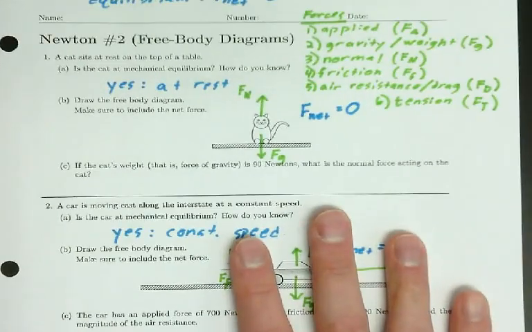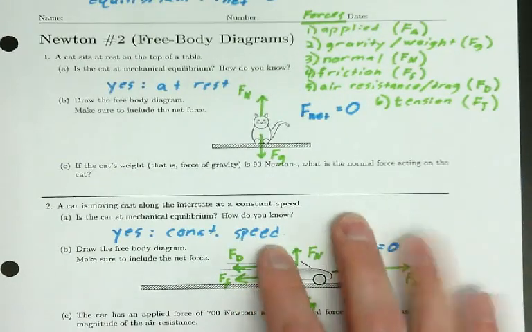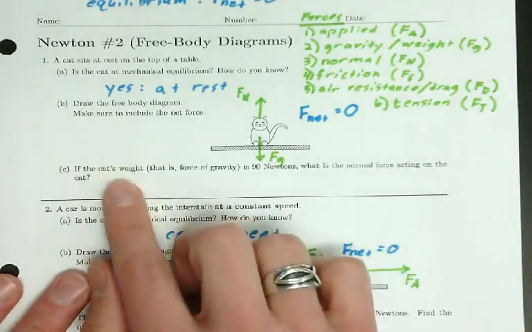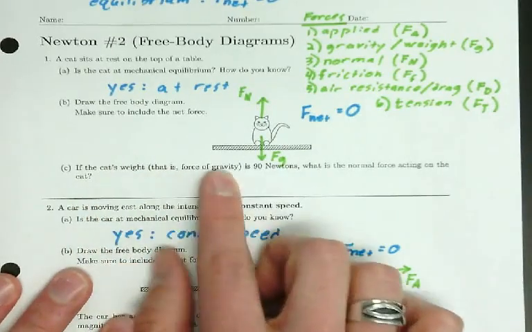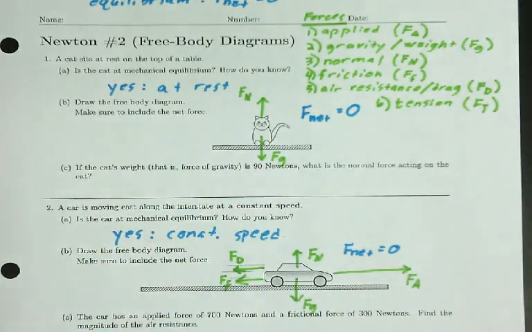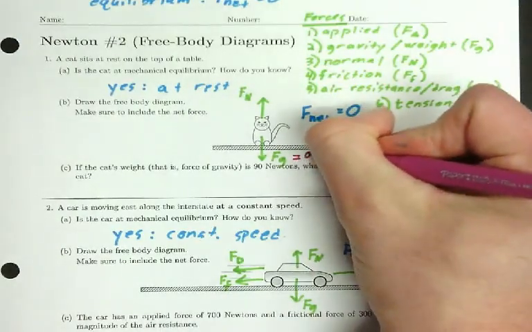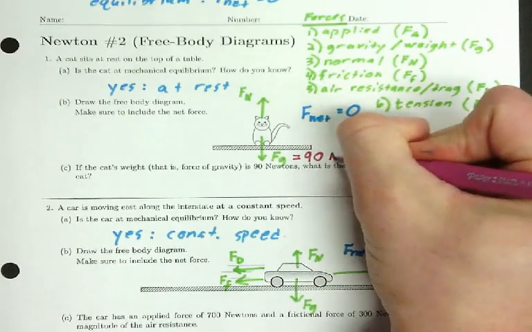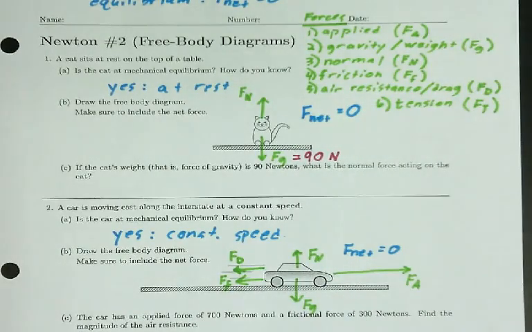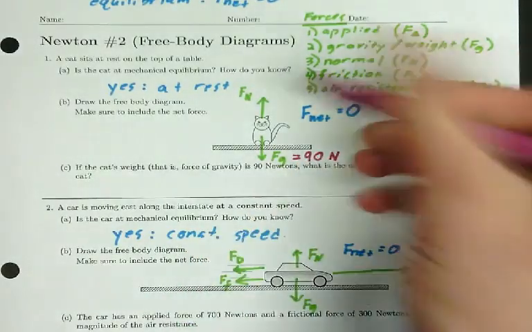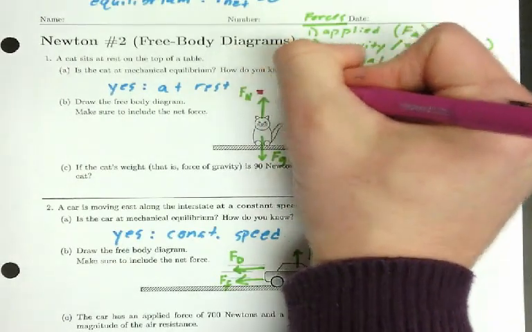What we need to do is solve something. Whatever the problem tells us, we need to solve it. So for example, the cat's weight, the force of gravity, is 90 newtons. Okay, so I'm going to write down 90 newtons for force of gravity. What is the normal force acting on the cat? So I've got the force of gravity to be 90. I need to know what the normal force is acting on the cat.